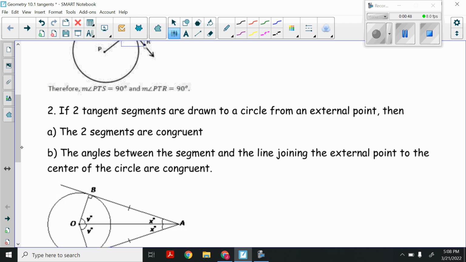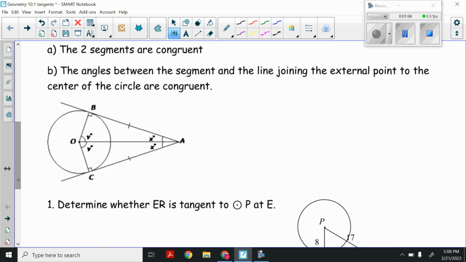Our second theorem says if two tangent segments are drawn to a circle from an external point, then first, the two segments are congruent. Second, the angles between the segment and the line joining the external point to the center of the circle are congruent.